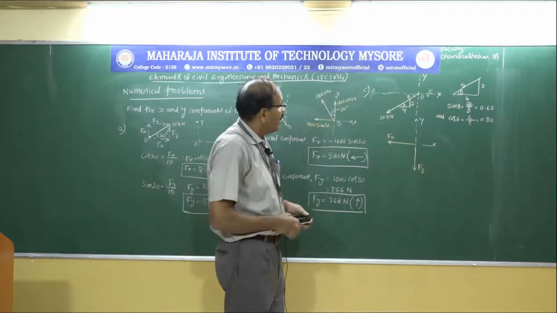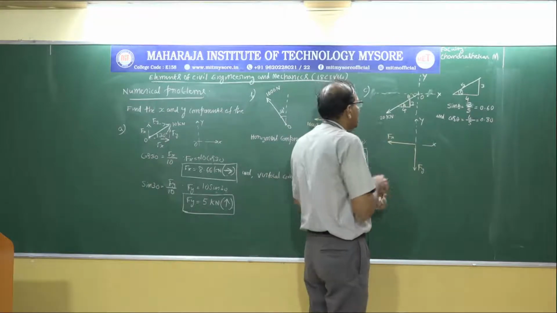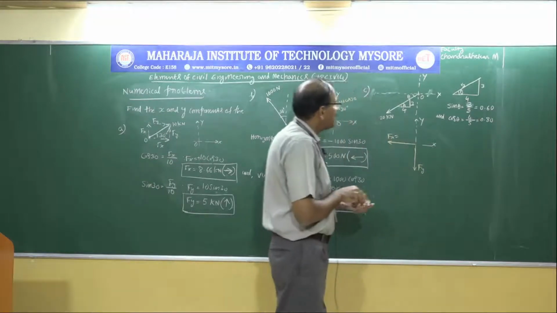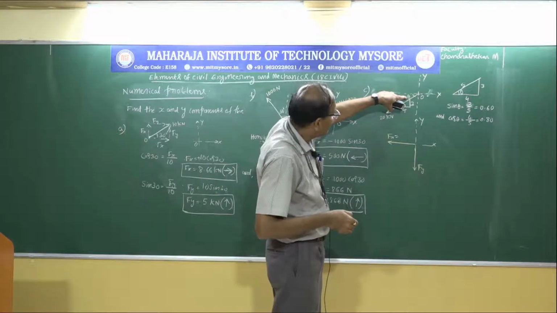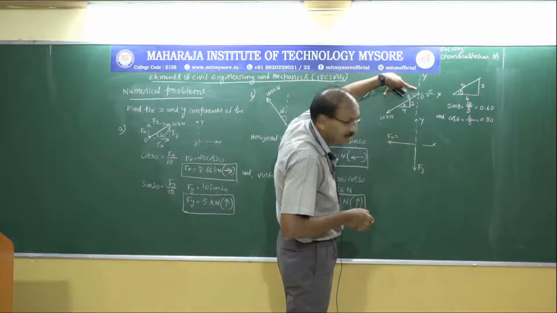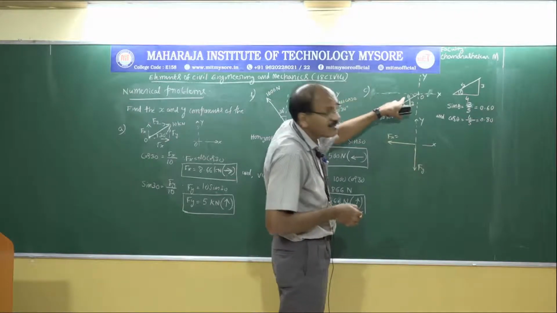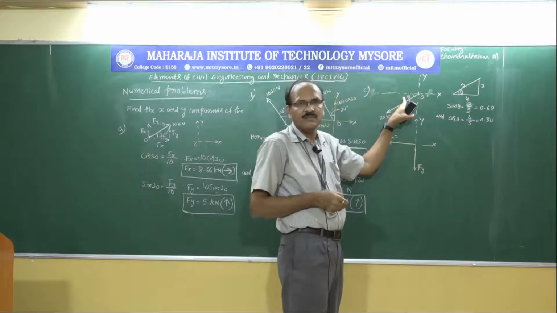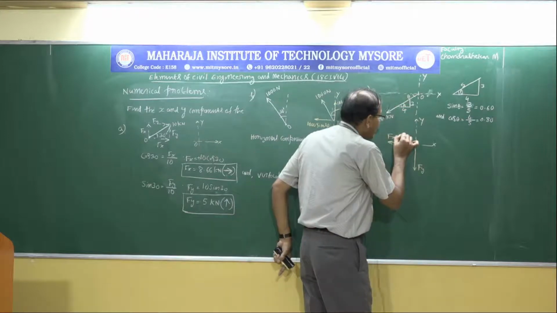Okay. Next, what is the magnitude of Fx? Fx is, see if you look here, theta, and the horizontal component is here, and the horizontal component is adjacent to the angle theta. So it is 20 cos theta.